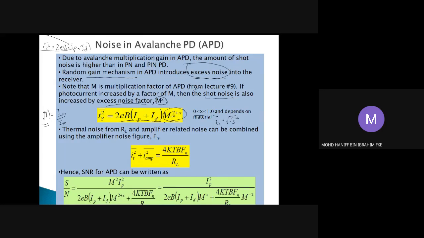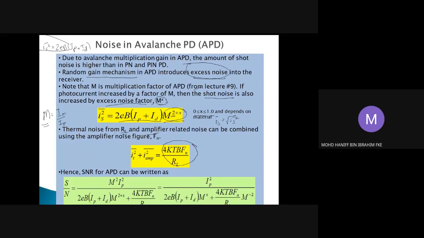So if you have silicon, the value of x will be different as compared to germanium, for instance. Depending on the material used in your photodiode. The same thing happens for your thermal noise from the load resistance RL, the load resistance and amplifier. So it should be the same as the thermal noise equation that we have seen in the case of PN and PIN photodiode last time, in which the same terms shall now be used.